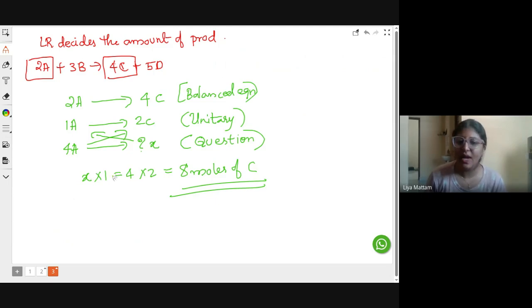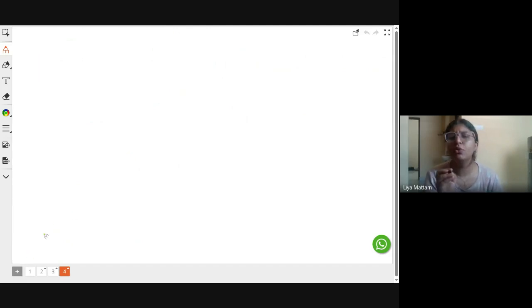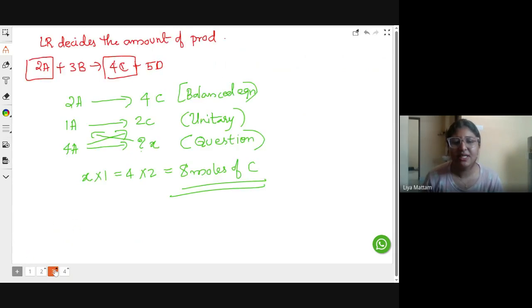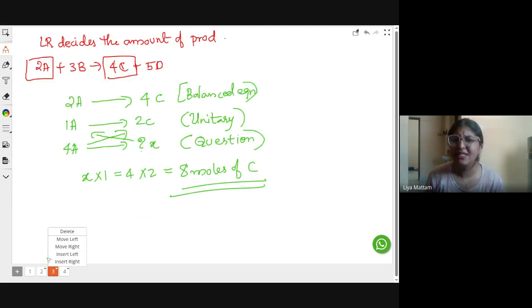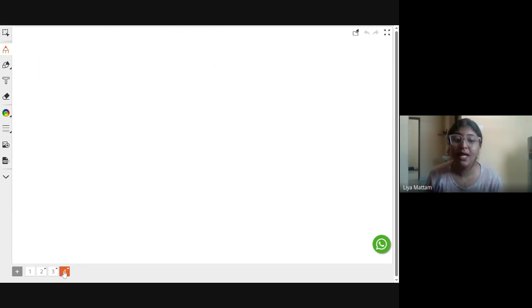Okay, so this is one type of question which can come from limiting reagent. One more type of question. This is the last type of question. We told A is the limiting reagent and B is the excess reagent. How many moles of B are given in the question? 9 moles of B are given in the question, right? We know B is in excess. That means the complete 9 is not used in the reaction. Some amount of that 9 moles will be left even after the reaction gets completed. So that can also be one type of question.